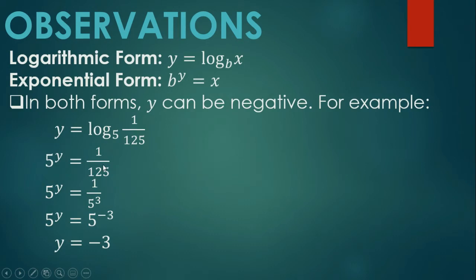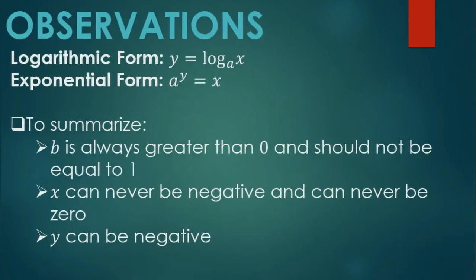1 all over 125 can be written as 1 all over 5 cubed since 125 is a multiple of 5. So applying the law of exponent, pwede natin itaas ito, mag-negative yung exponent niya. Same na base, so we bring down their exponents. Y is equal to negative 3. So nag-negative si y, possible na mag-negative si y.